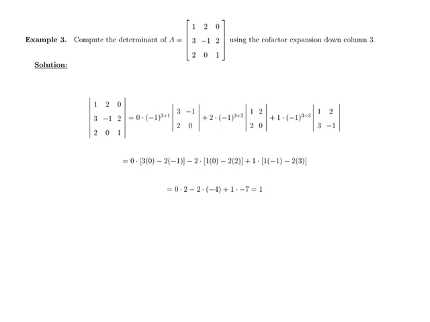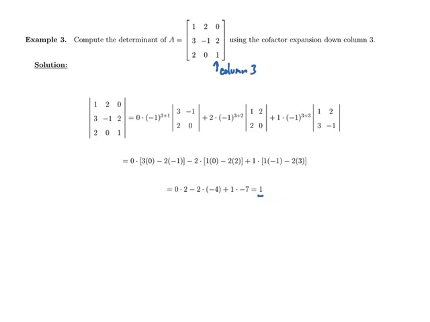So now we're going to compute the determinant of this 3x3 matrix using the cofactor expansion down column 3. And note that this is the same matrix that we used in the previous example. We are going to get an answer of 1, just as we got before. We're just going to do it in a different way, this time going down column 3 instead of across row 1.